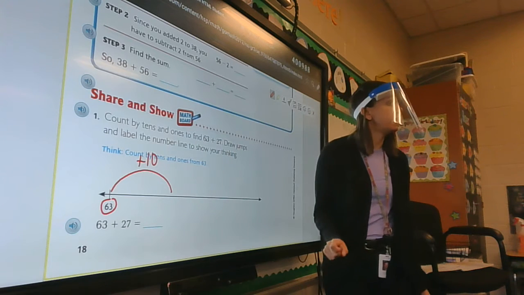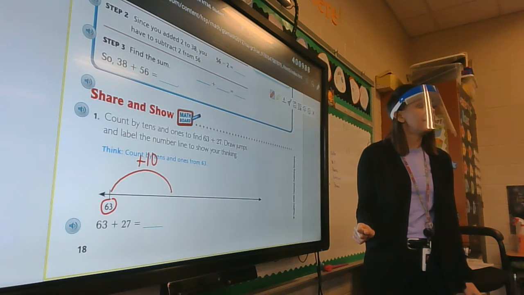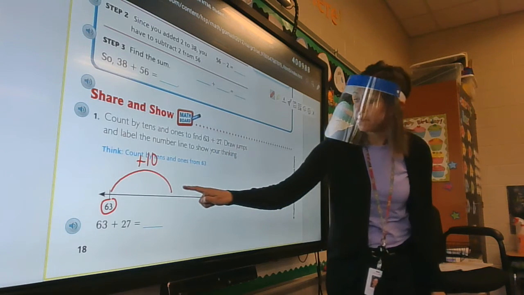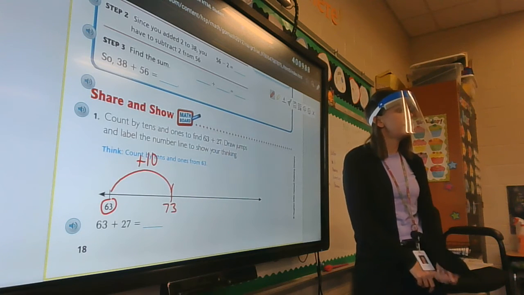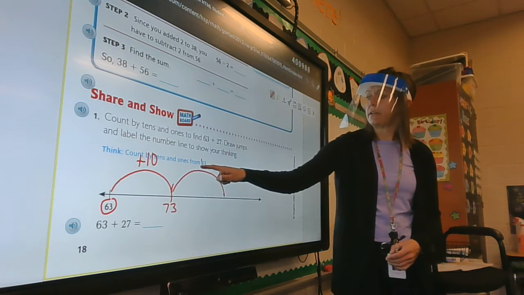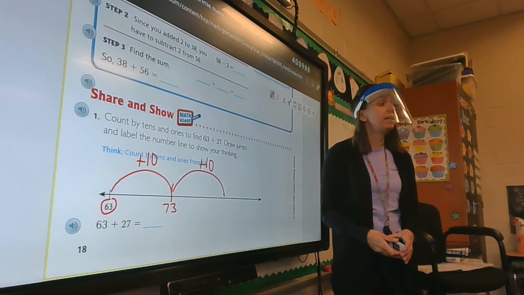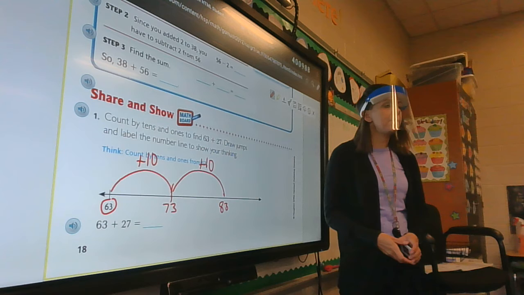So what is 63 plus 10? Do you know? What is 63 plus 10, Dylan? 73. Can I jump another 10? Okay. What is 73 plus 10? Lainey? 83. Can I jump another 10?